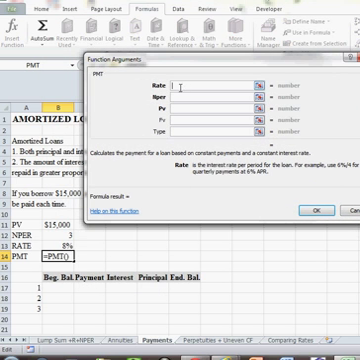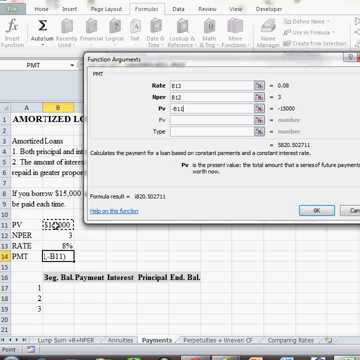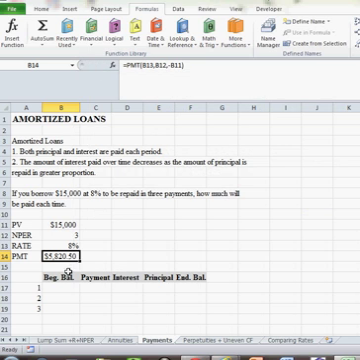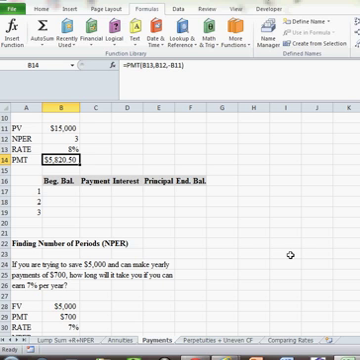So the rate, 8%. I'm going to click on 8%. Any of these you can type in as well. Just make sure you always put either 8% or 0.08. If you put 8 in, it would assume 800%. Number of periods is 3. And the present value, or the loan amount, is negative again, because we have the same problem with inputs and outputs. So negative 15,000. We hit OK, and it tells us that our payment is going to be $5,820.50.